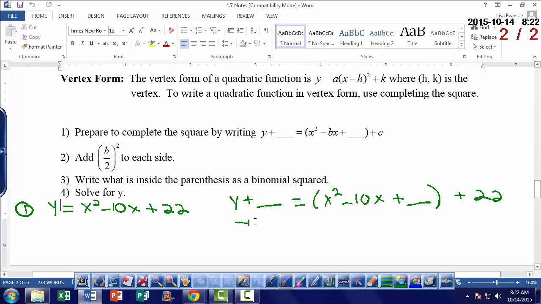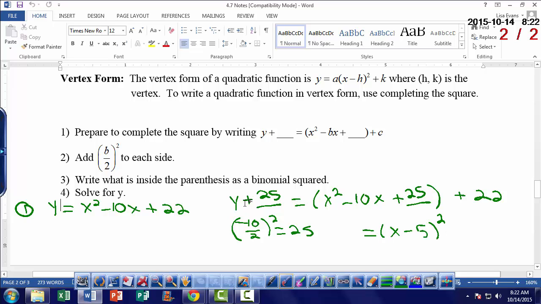This is our b term. So we're going to do negative 10 divided by 2, and we're going to square that. Okay, so we get 25. I'm going to add 25 here and add 25 here. Now I'm going to factor this. Okay, so I get x minus 5 squared.